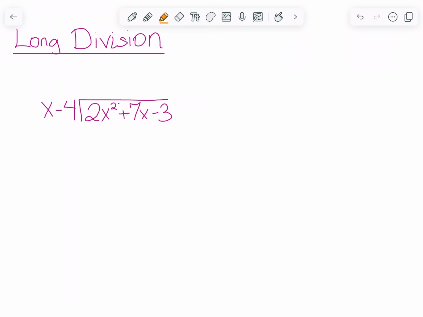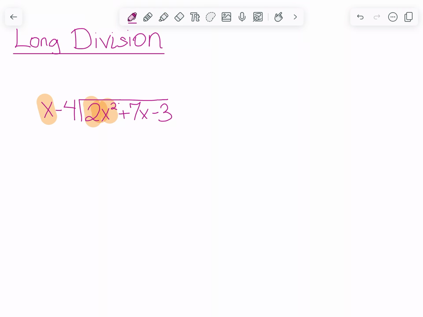We can divide polynomials similarly. So let's consider this problem: 2x squared plus 7x minus 3 divided by x minus 4. The first step is to set up the problem in this long division form. Then I'm going to look at my first two terms, my x and my 2x squared, and I want to divide them.